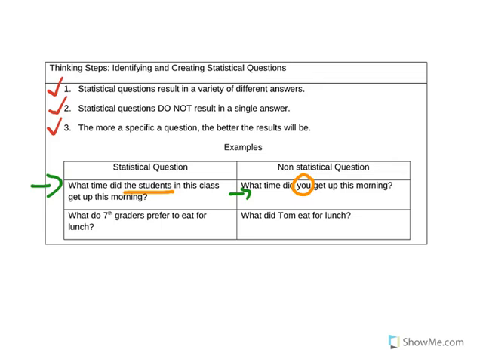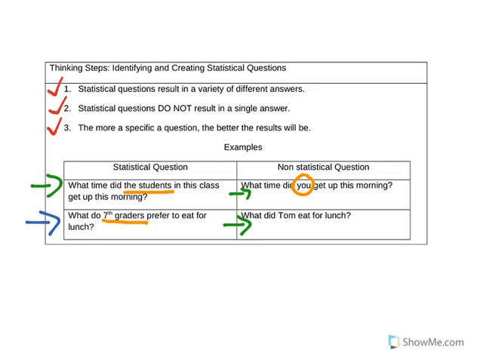The second set of questions. What do 7th graders prefer to eat for lunch? That's statistical because you have 7th graders. There's a lot of 7th graders, so multiple people. What do 7th graders prefer to eat for lunch? That's going to be statistical because you're going to get more than one answer and they're going to be different or various. If we go over to the non-statistical side, where you get, what did Tom eat for lunch?